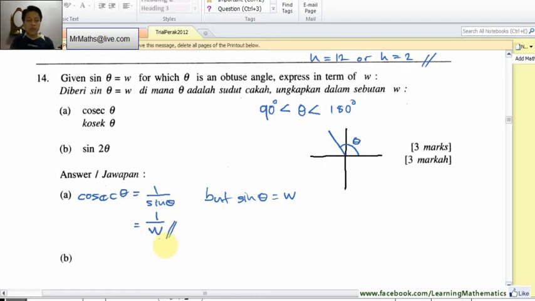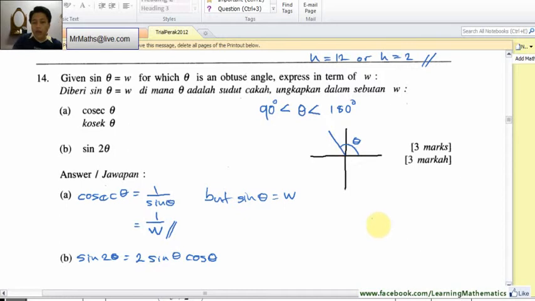B, sine 2 theta. Alright, sine 2 theta is equal to 2 sine theta cos theta. This is the formula that we all have to memorize, or at least you know where to find it in the formula list. Let's take a look at sine theta is W, but what about cos theta?